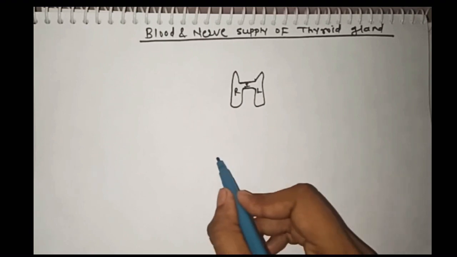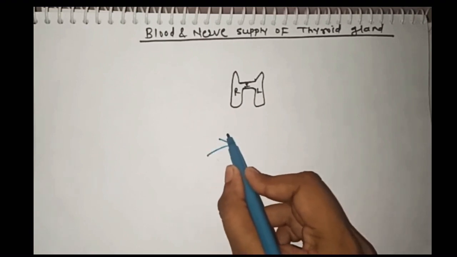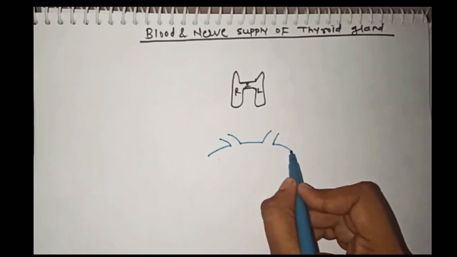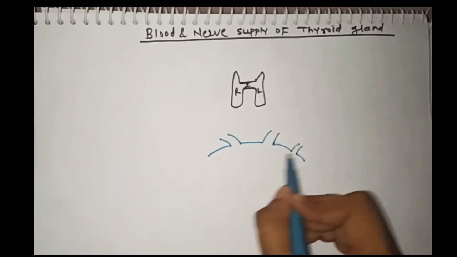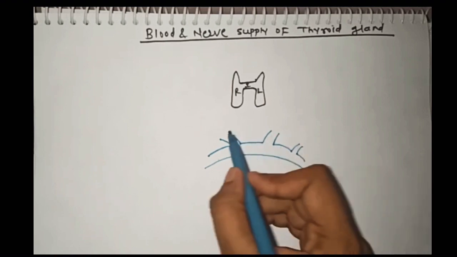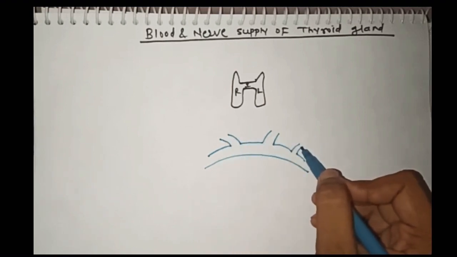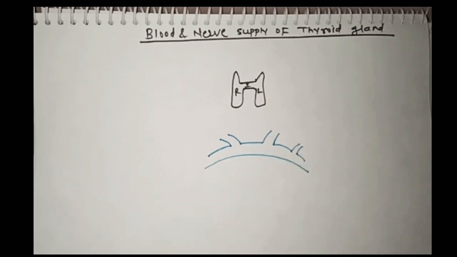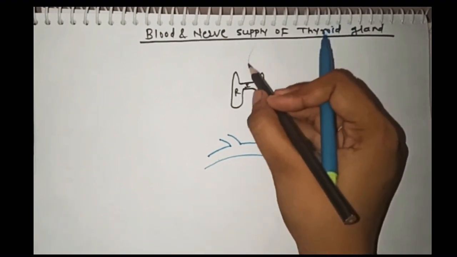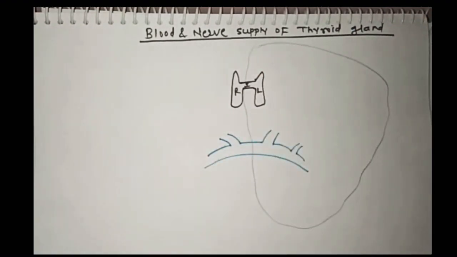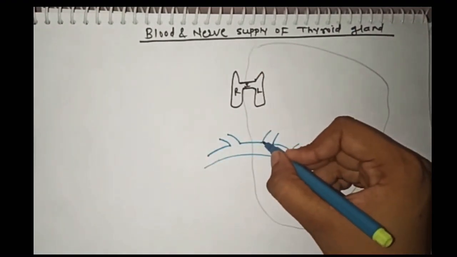This is the arch of aorta. From the arch of aorta, three main branches come out. This is known as the brachiocephalic trunk, this is the left common carotid artery and this is the left subclavian artery. First of all, we have to focus on the blood supply to the left portion of thyroid gland. So this is the common carotid artery.